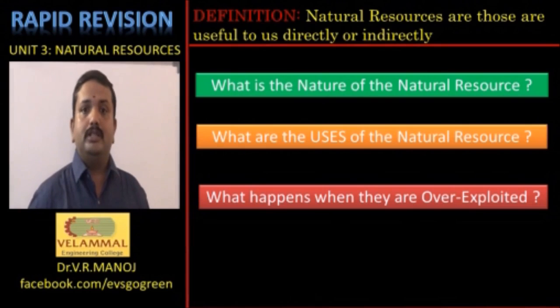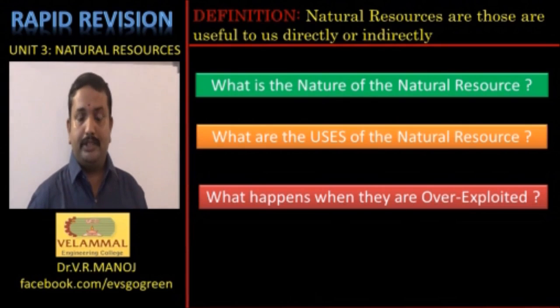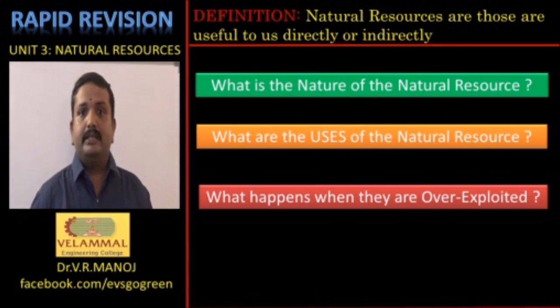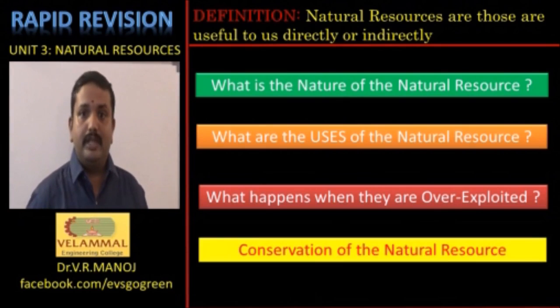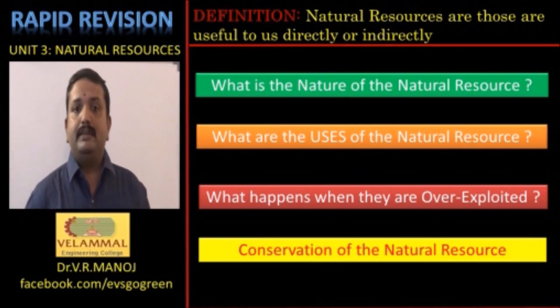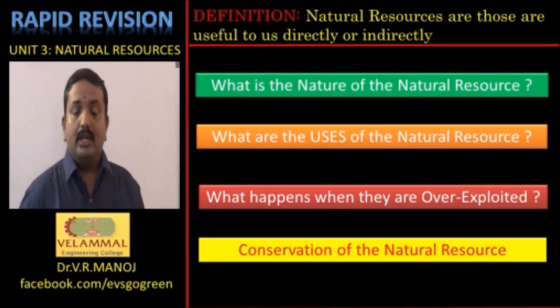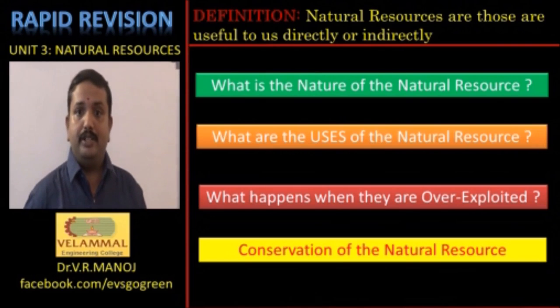Once you have understood the consequences, the effects of overexploitation of any natural resource, it is time to move on to the conservation of the natural resource. So these are the basic concepts that you will have to master in every single natural resource. Now how many natural resources are there in your chapter?